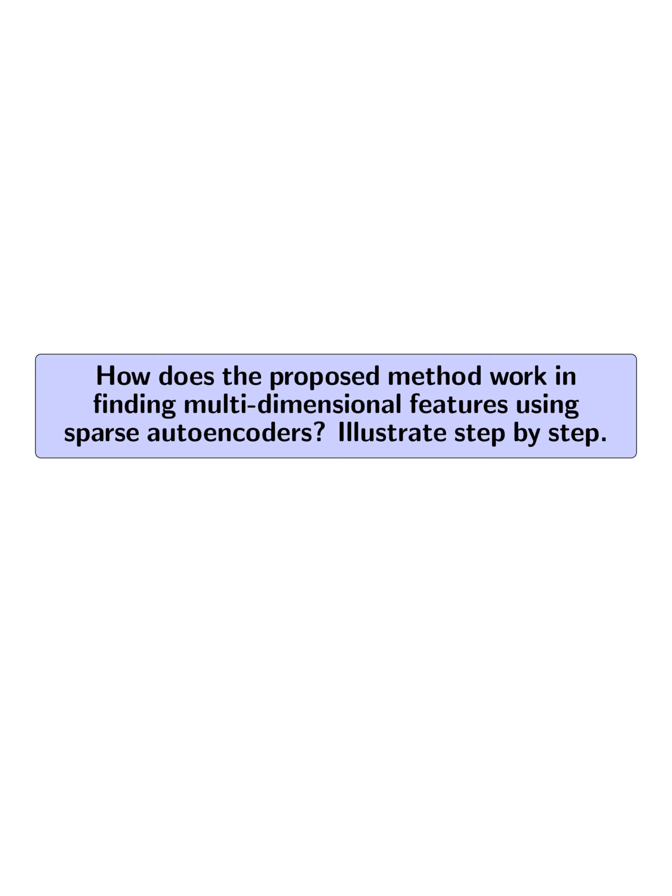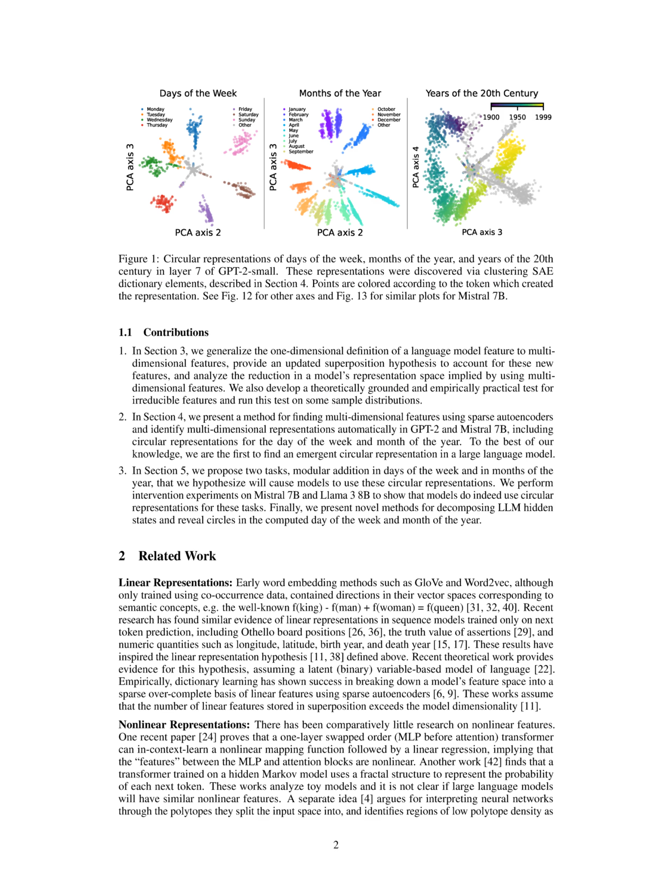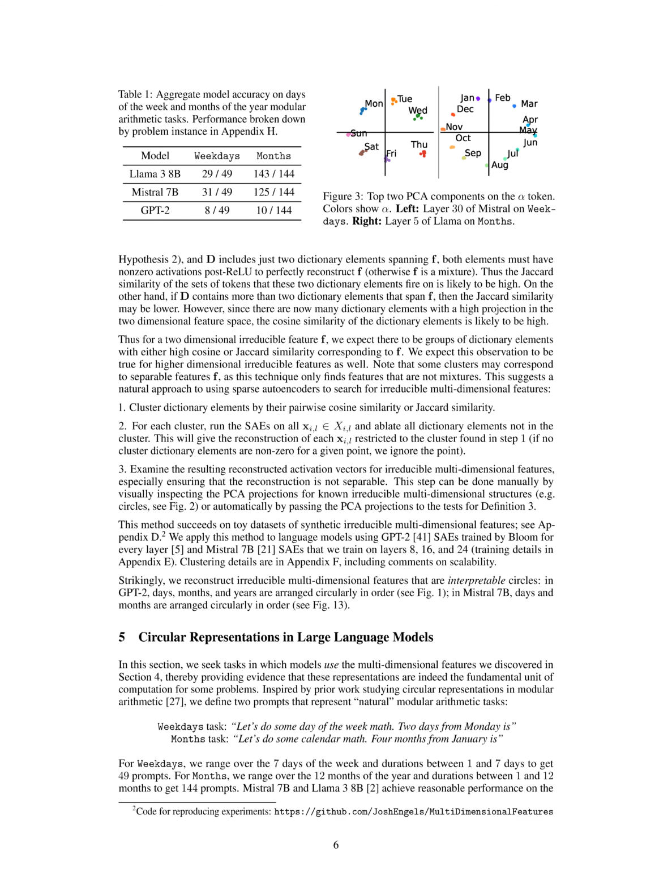How does the proposed method work in finding multidimensional features using sparse autoencoders? Illustrate step by step. The proposed method for finding multidimensional features using sparse autoencoders works as follows. 1. Cluster dictionary elements. The first step involves clustering dictionary elements based on their pairwise cosine similarity or Jaccard similarity. This clustering helps identify groups of dictionary elements that correspond to specific multidimensional features.